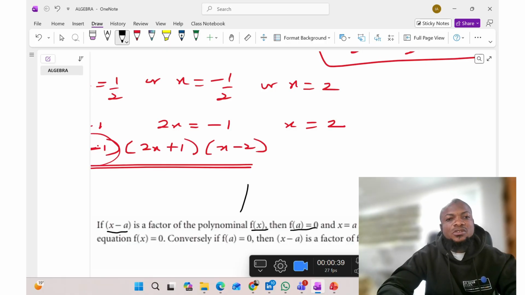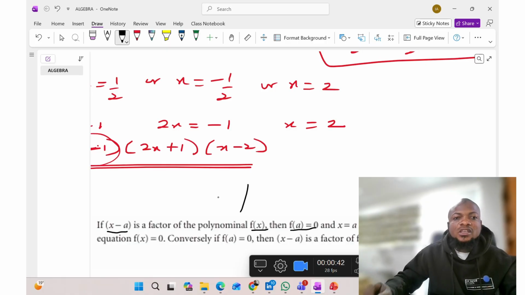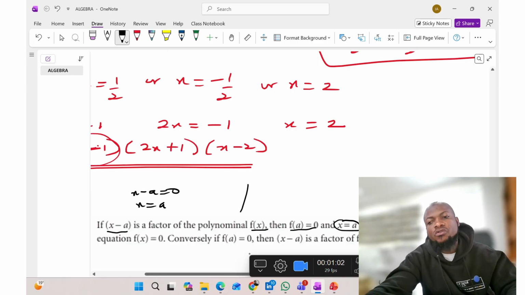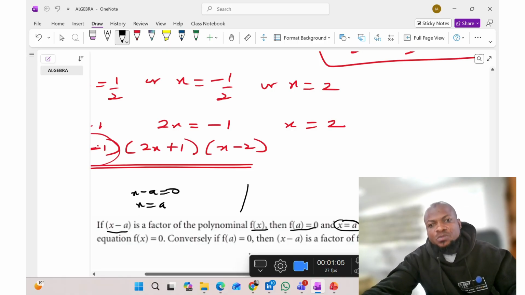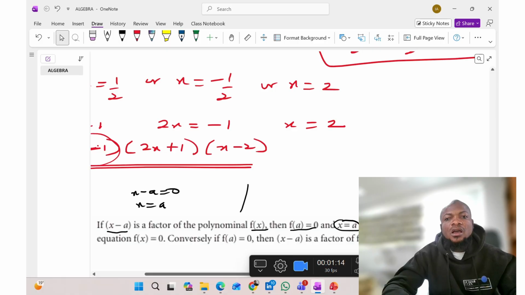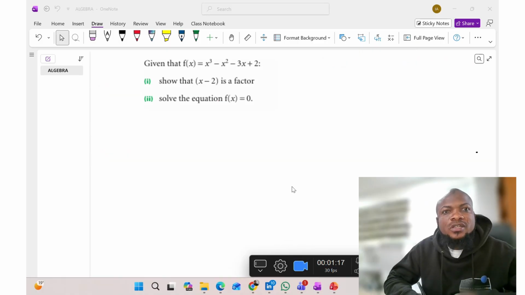So if f of a is 0, that implies that x is equal to a is a what? Is a solution, or the root of the equation, because x minus a will be equal to 0 and x will be equal to a. So that means x is equal to a is the root of the equation, or a solution to the equation. Also, if the value of f of a is equal to 0, that means that x minus a is a factor of f of x. So this summarizes the what? The factor theorem. Having understood that, let's solve this example.